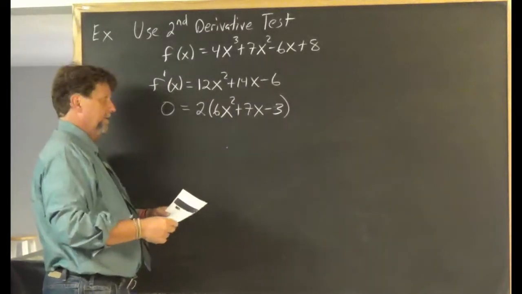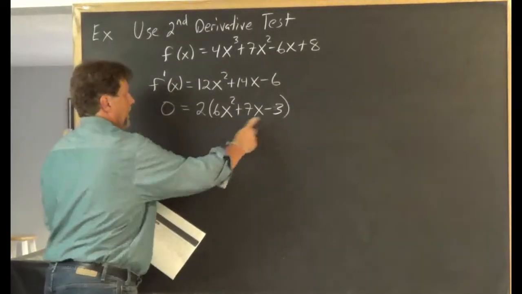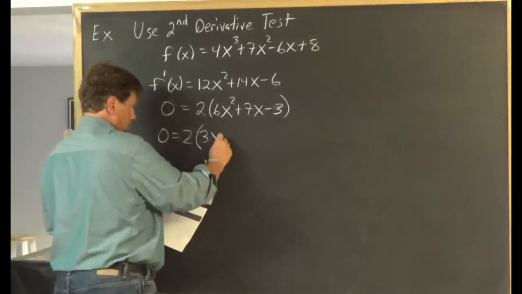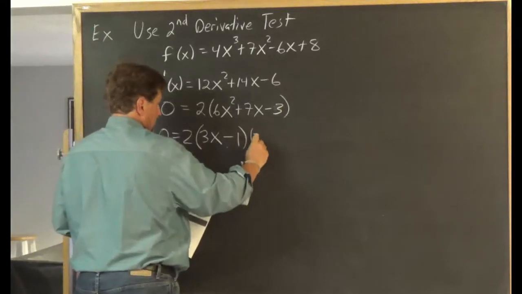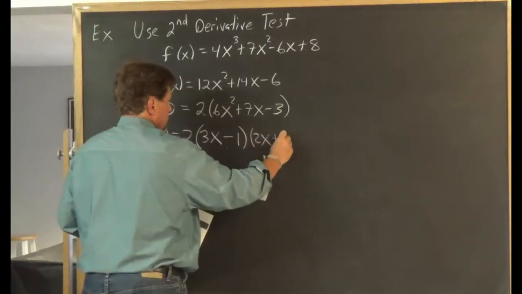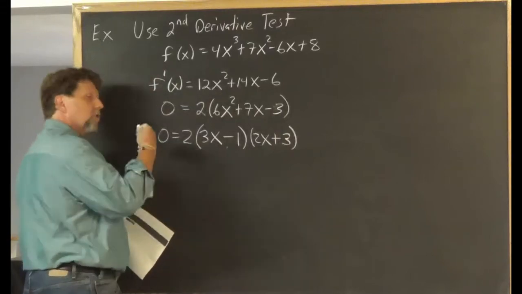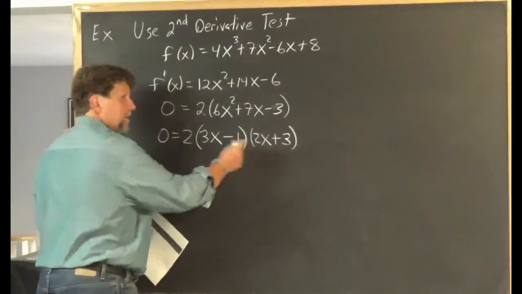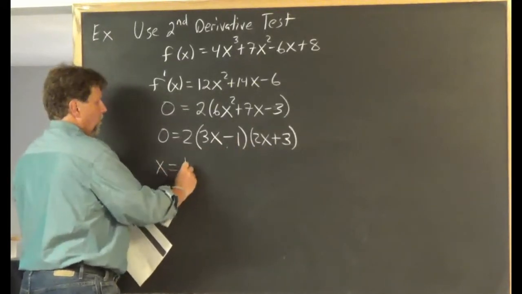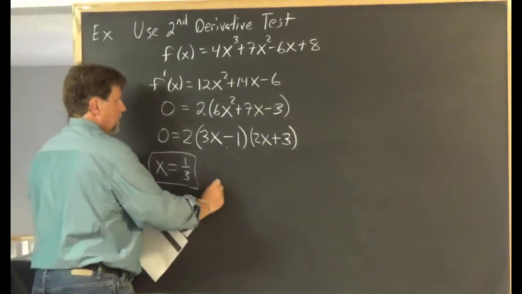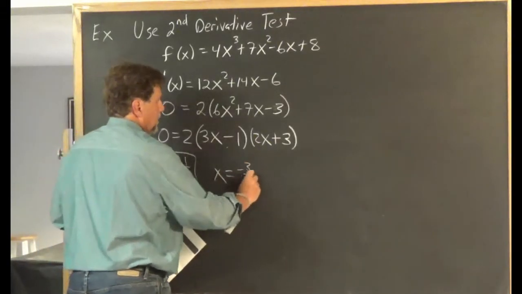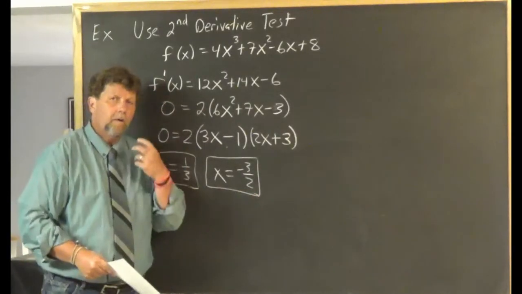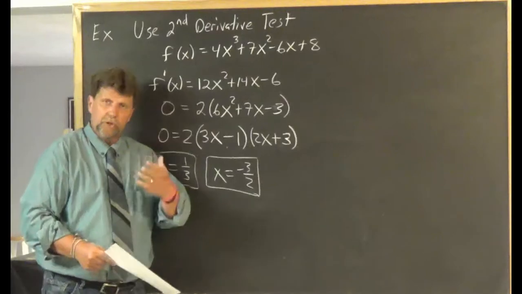And now I have to try to factor, hopefully factor, that trinomial. And it factors to 3x minus 1 times 2x plus 3. So the critical values where the derivative is equal to 0, set each of these factors equal to 0, you get 1/3 and -3/2.